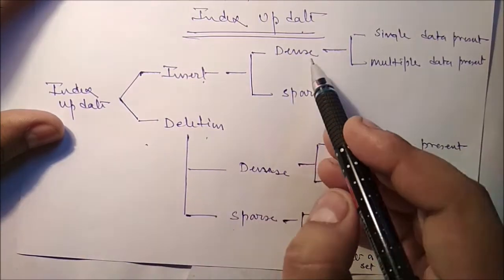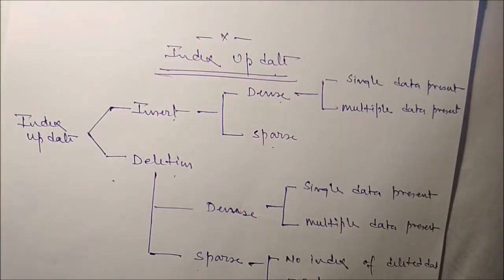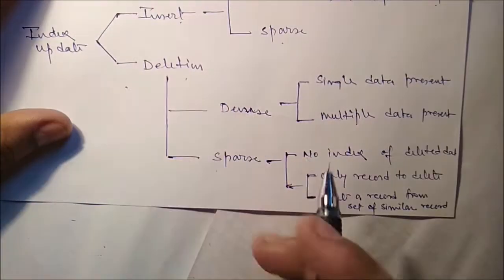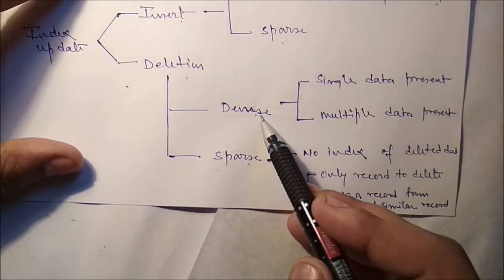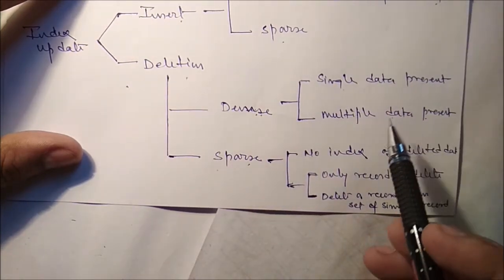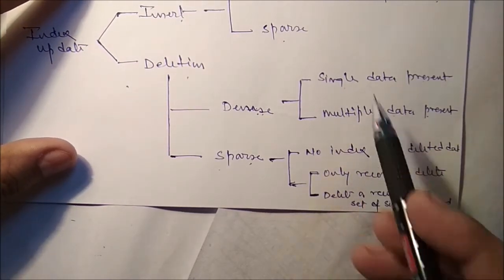Now the indexing may be a dense index or it may be a sparse index. If it is a dense index, it may be that a single data is present or multiple data are present. Or for the deletion, we may use a dense index or a sparse index. If it is a dense index, a single data or multiple data may be present. So we have to take different strategies for the different scenarios.